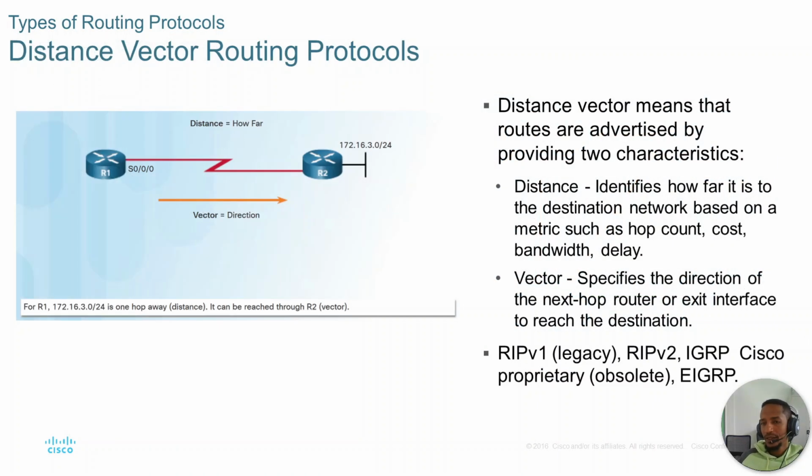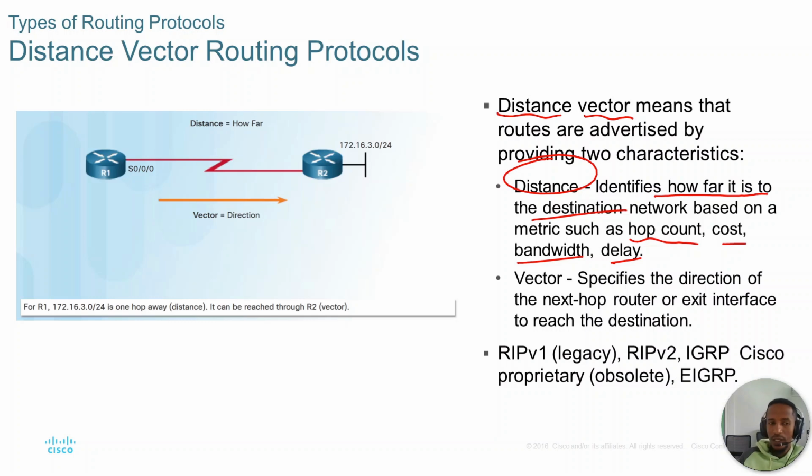So what does distance vector mean? As the name suggests, it has a distance and it has also a vector. When we say distance, it means how far it is to reach the destination. Based on what calculation do we select? We say how far. How far depends on the number of hops, the cost, the bandwidth, and the delay. These are the criteria to know how far your destination is.